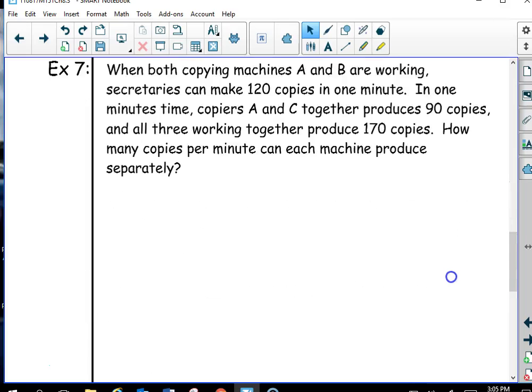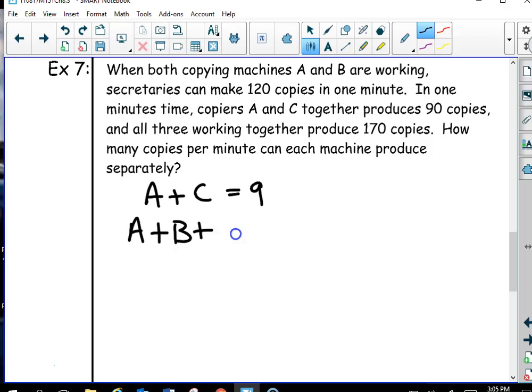Okay, I mostly want to just show you how these problems get set up. So we've got this situation with copying machines A and B both working. Secretaries can make 120 copies in 1 minute. In 1 minute's time, copiers A and C together produce 90 copies. All three working together produce 170 copies. So we're going to assume that's A, B, and C. And A and B, 120.